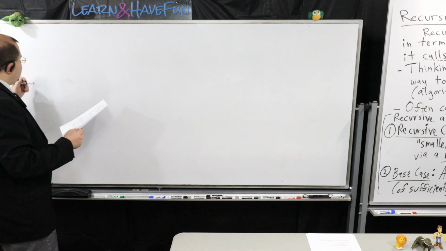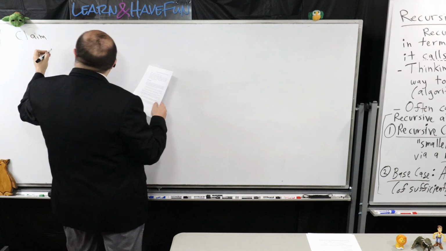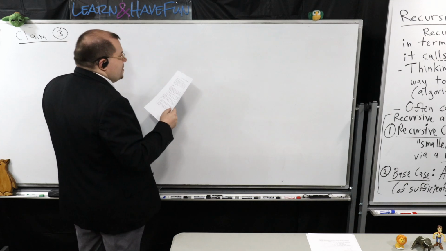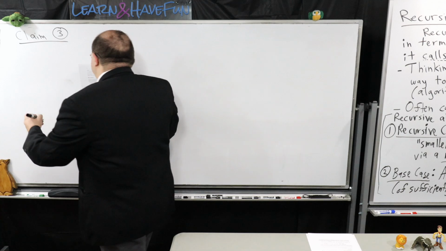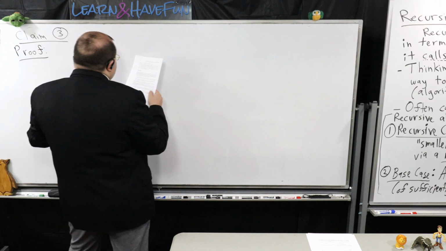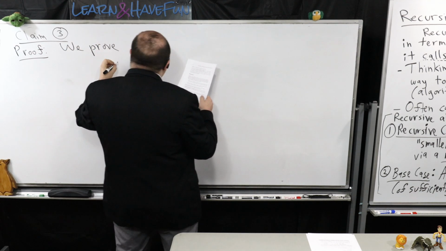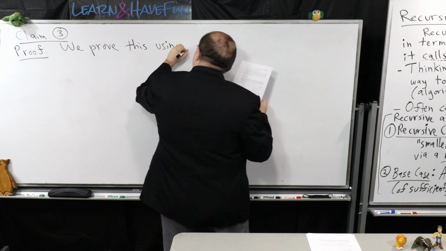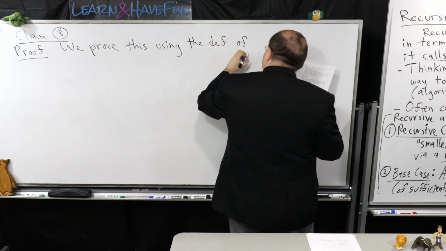So here's the claim. I'm going to try proving property number 3. Just for the sake of being abbreviated, I'll just write the claim is number 3. I'm going to prove this for you now. We prove this using the definition of big O. So I'm just going to pull out the definition of big O to do this.